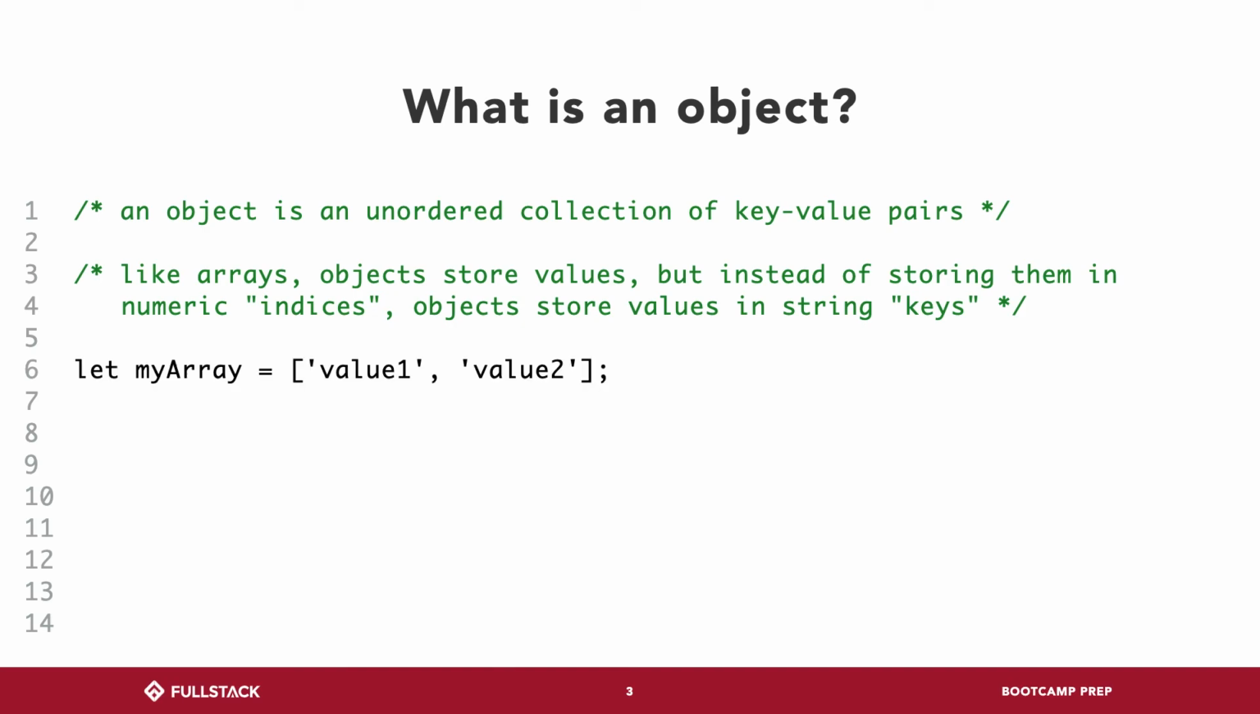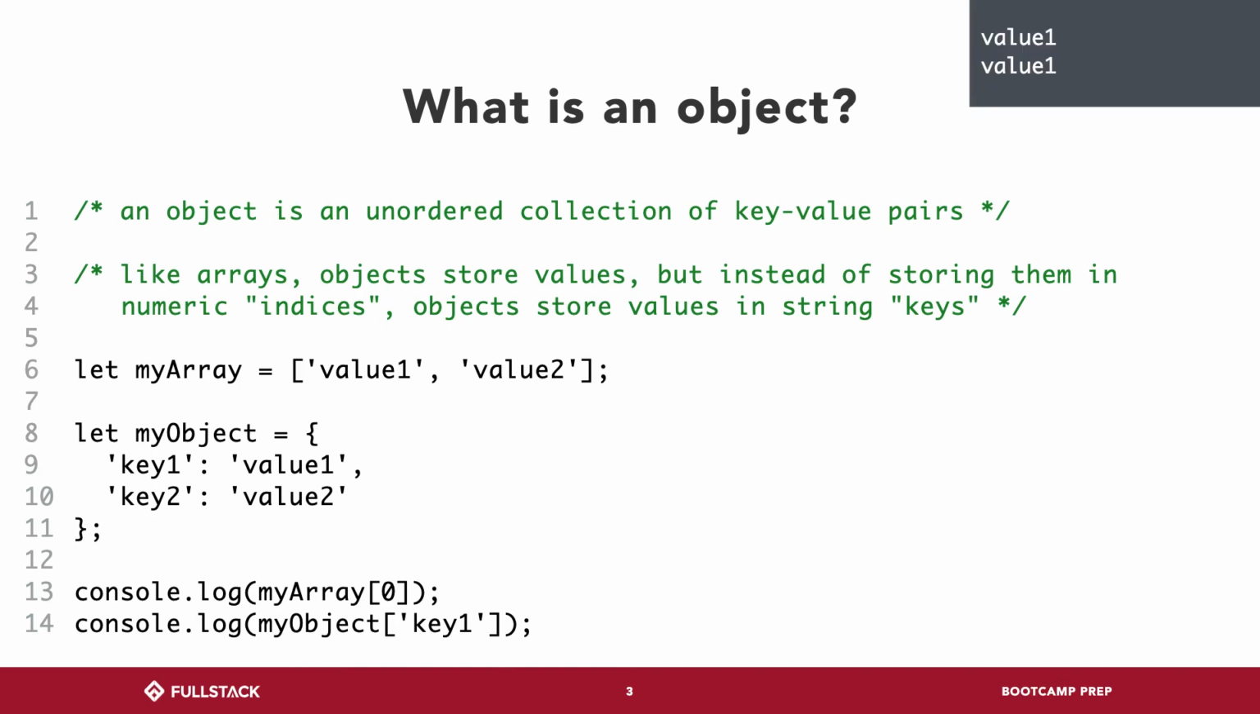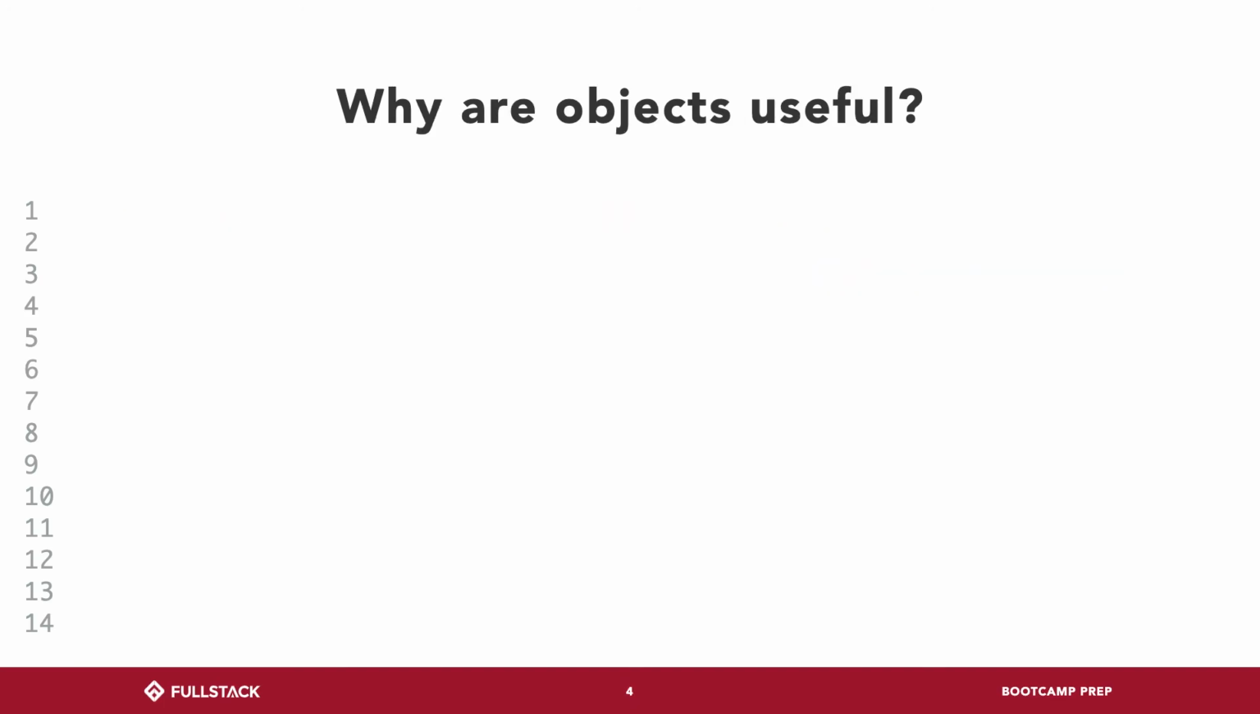Let myArray be value 1, value 2. So here, myArray is an array of strings, value 1, value 2. And down here, we're console logging myArray at 0. We get value 1. Then we have myObject, and that's going to be equal to a string key 1 and a string key 2, with string value 1, string value 2. The way you separate key and value is the colon. String key 1, colon, string value 1. You console log myObject, bracket, string key 1, and you get value 1. Any questions?